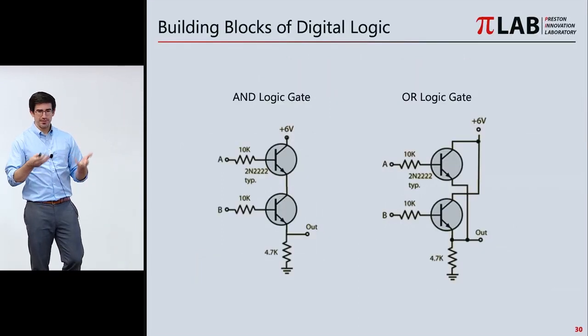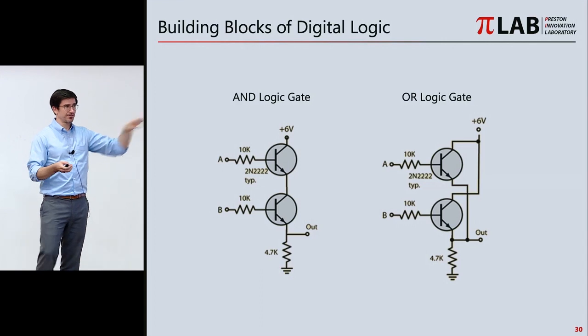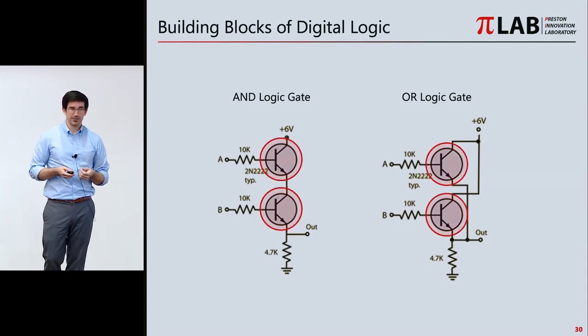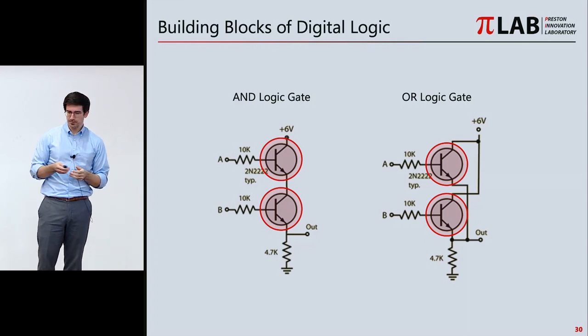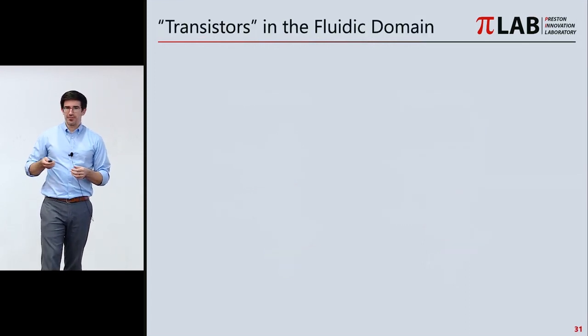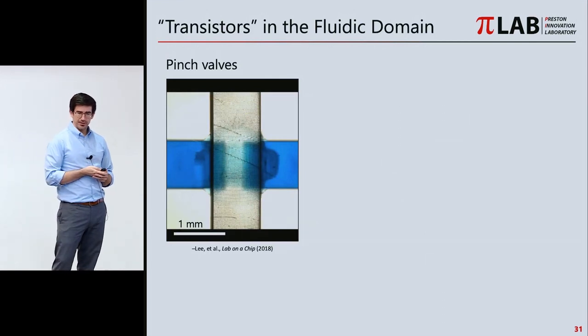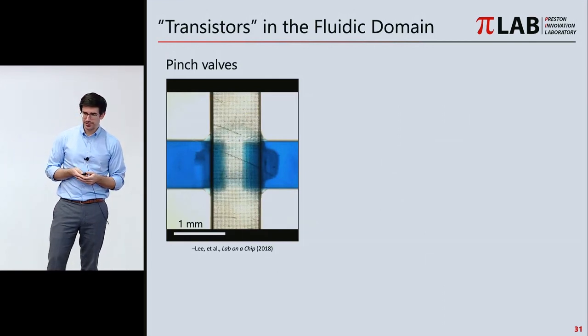We think about how we might want to build that. We're looking here at some AND and OR gates for digital logic. We see, first of all, that we're probably going to need maybe a transistor-like component, right? And so we thought, how can we build that in the fluidic domain? There's already been a lot of work, for example, with these pinch-type valves. We've heard even these brought up in a few talks earlier here at the conference.